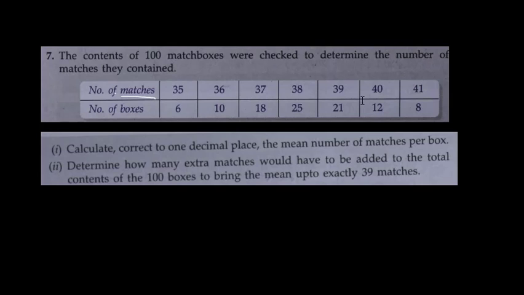Determine how many extra matches would have been added to the total content of 100 boxes to bring the mean up to exactly 39 matches. Okay, then we have to determine how many extra matches would have to be added to the total content. Fine. So here we have first a column of x.